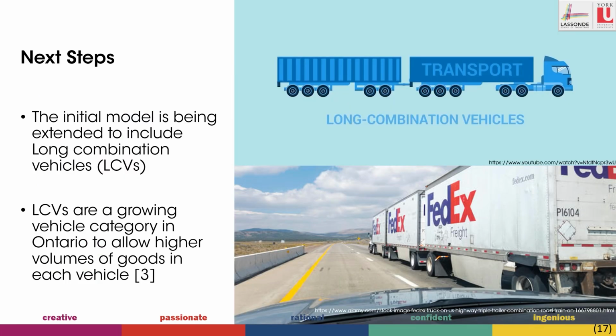But it doesn't stop here. The initial model is being extended to include long combination vehicles. LCVs are a growing vehicle category in Ontario to allow a higher volume of goods to be carried by each vehicle.